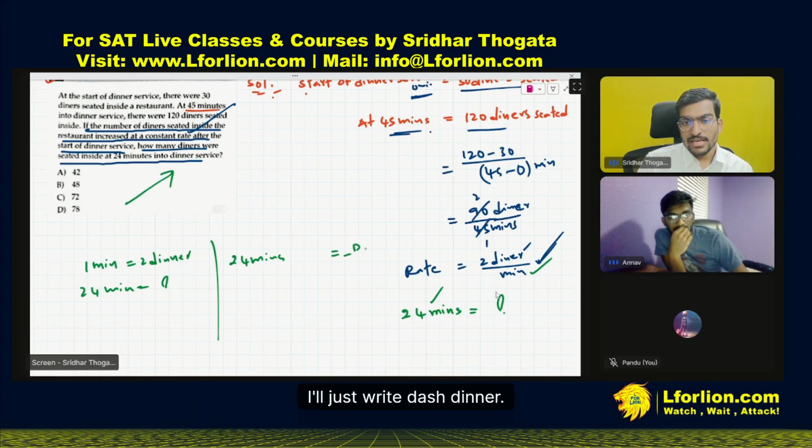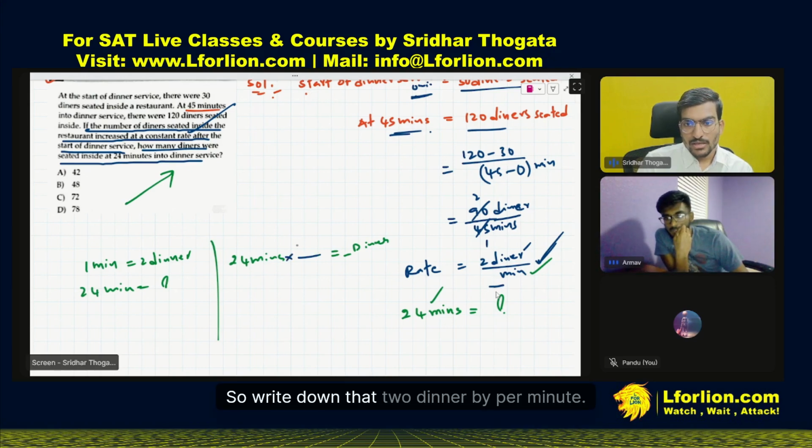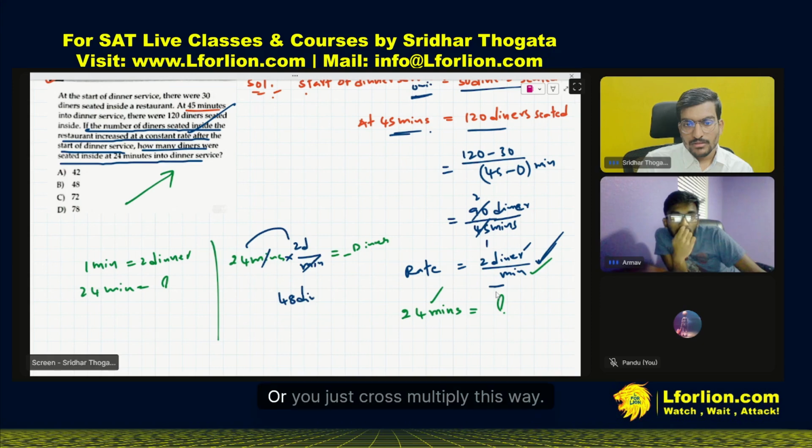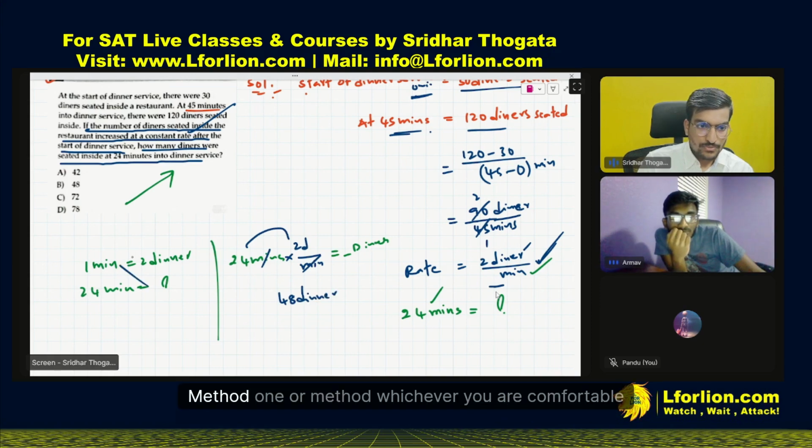Just write dinner. The information you know is 24 minutes. You have this minute thing, so write down 2 dinner per minute. Minute cancels, it's 48 dinner.